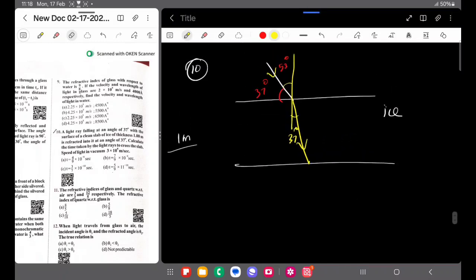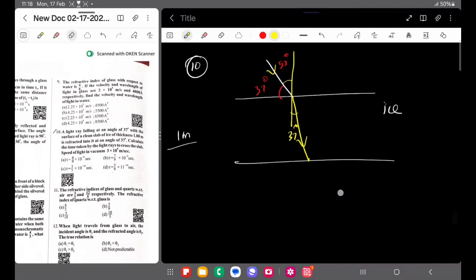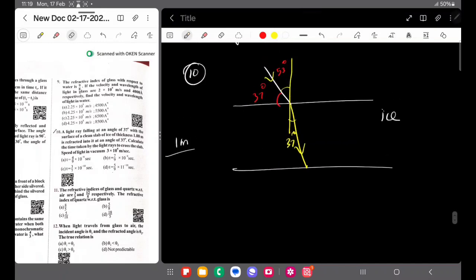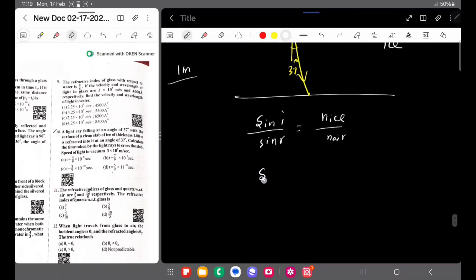Before doing that, you should know the refractive index of the ice slab, right? That data is not given anywhere, so you should know it. How can we get it? You can apply Snell's law here. So sine i by sine r equal to n ice by n air. n air is equal to 1. So I can tell sine of 53 by sine of 37 is equal to n ice.